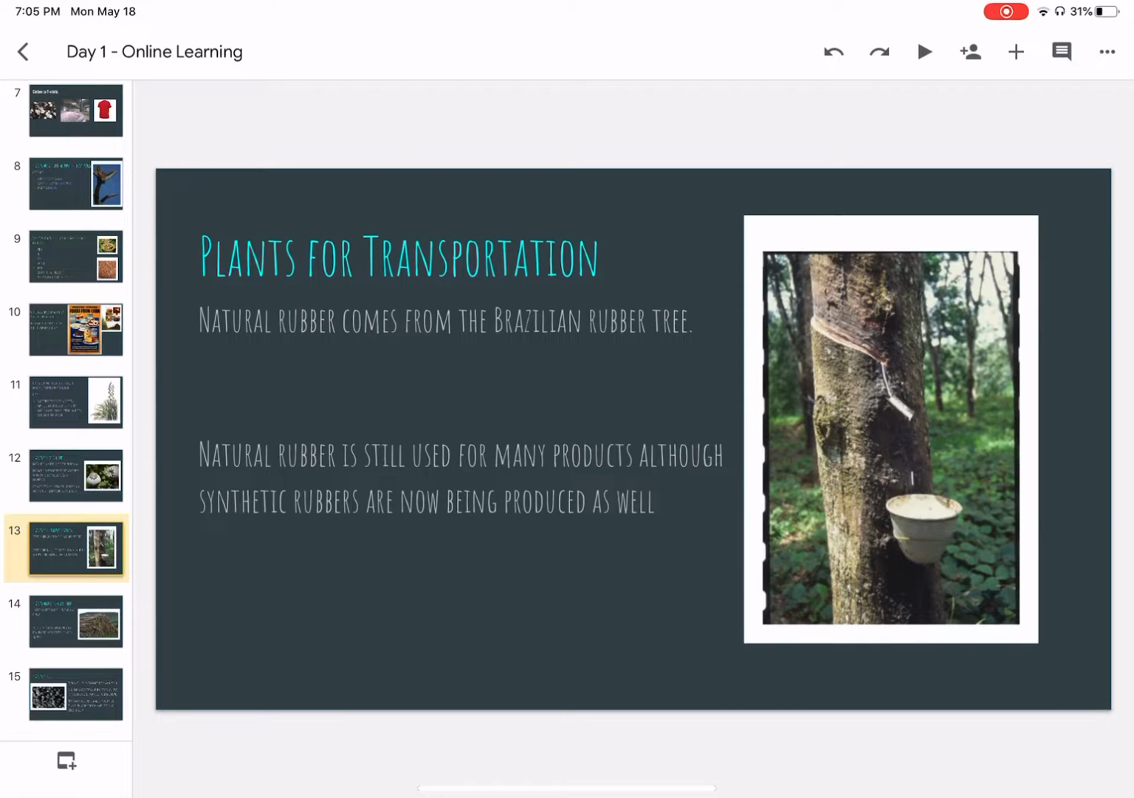Plants for transportation. Now, if we look back to early settlers' times, First Nations times, we know that they built a lot of the things that they traveled on the river with out of trees. Things like canoes would have been built out of wood. Another way of using a tree is from the natural rubber. You can look up videos of this, but rubber actually comes out of a tree, much like maple syrup does. There is now synthetic rubber being produced, but back in the day, rubber was used to make things like balls or tires for people.